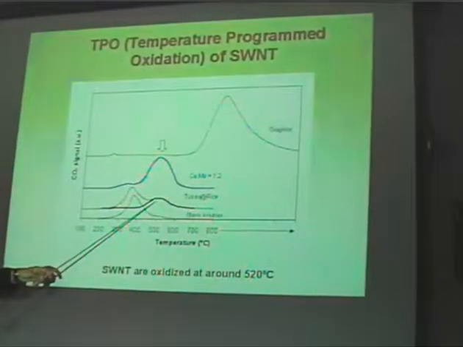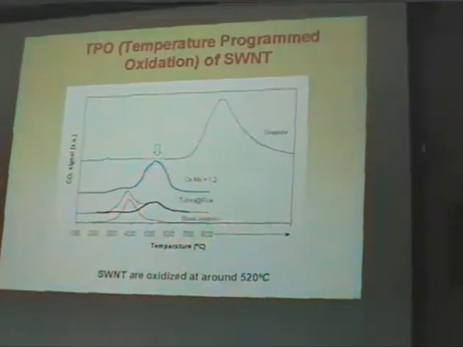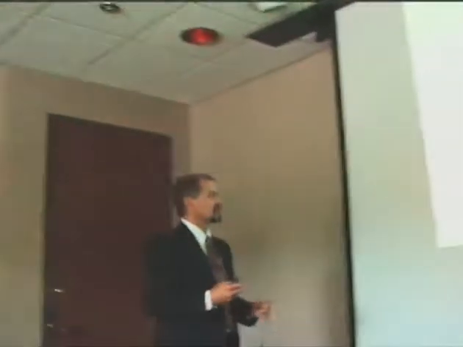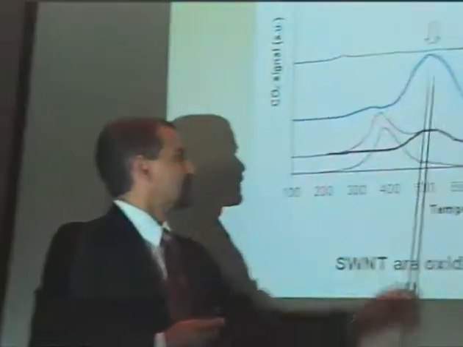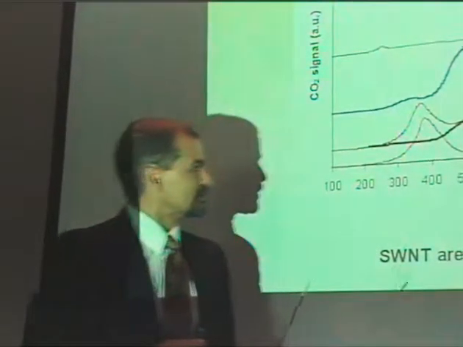Okay, the way we did this is we mixed those tubes of rice with our catalyst. Since the TPO is a catalytic process, we burn it in the presence of the catalyst, and we observe a very nice correspondence between when the nanotubes burn and when the tubes of rice burn.